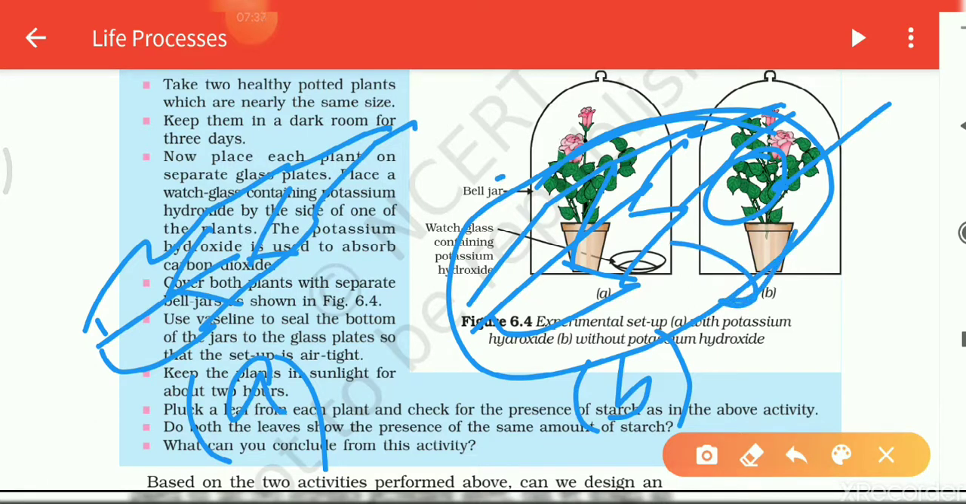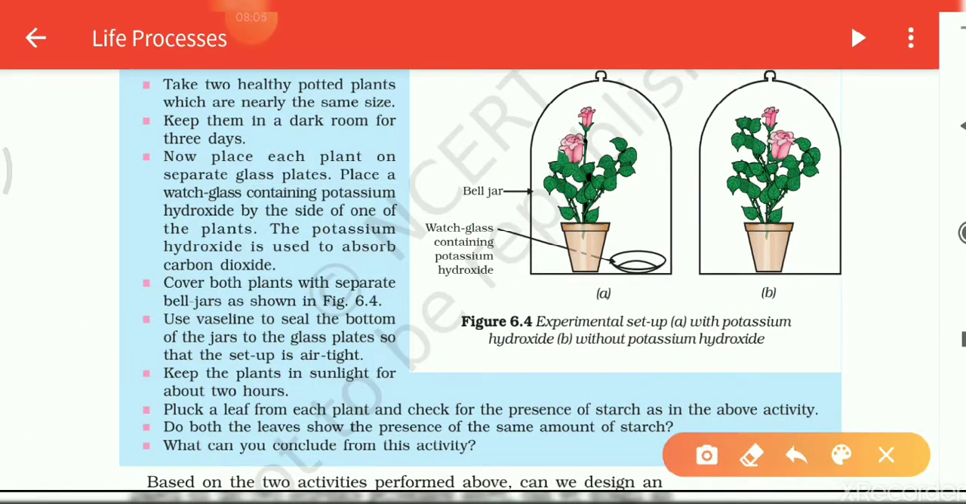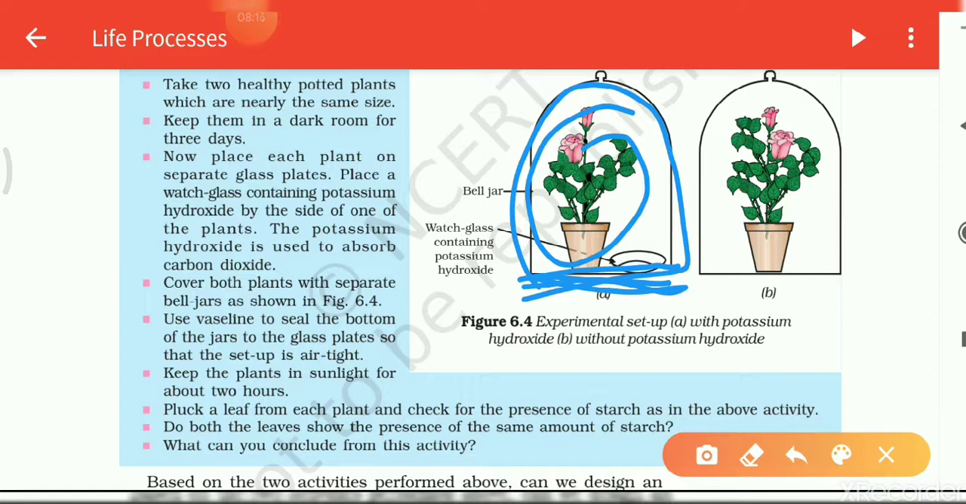But here in the first one, we have kept potassium hydroxide, and potassium hydroxide can absorb all the carbon dioxide from this potted plant. That's why in this leaf no color will change, because in this one the plant cannot make its food. And this potted plant, students, is totally sealed, because we have applied Vaseline, so no air goes inside it. That's why this plant cannot make its food with the help of the sunlight.